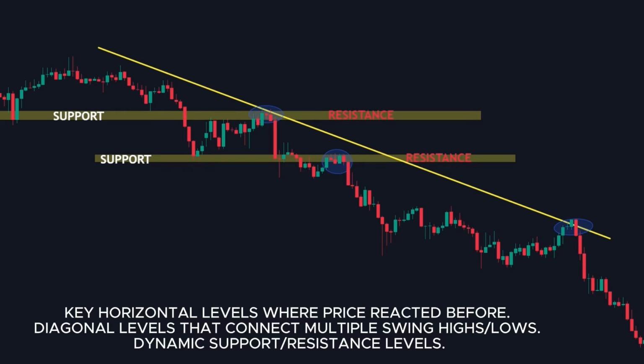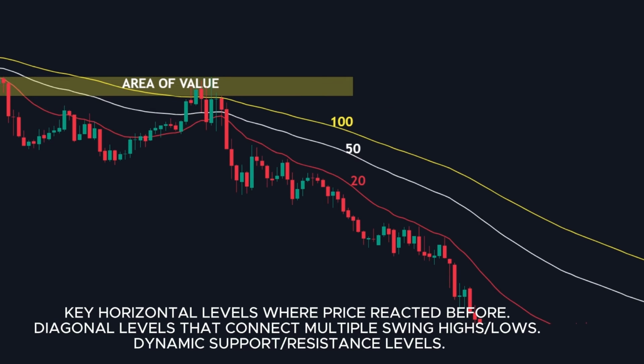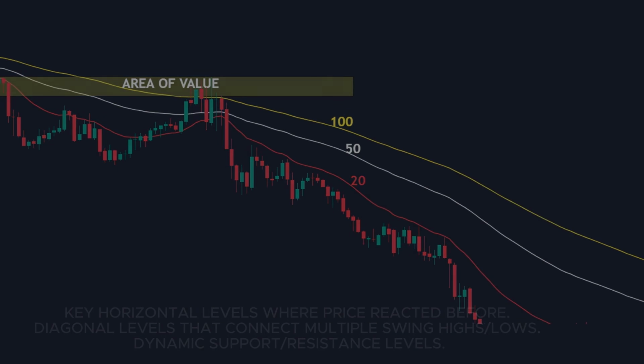Support and resistance: key horizontal levels where price reacted before. Trend lines: diagonal levels that connect multiple swing highs or lows. Moving averages: 20, 50, or 100 EMA. Dynamic support and resistance levels.